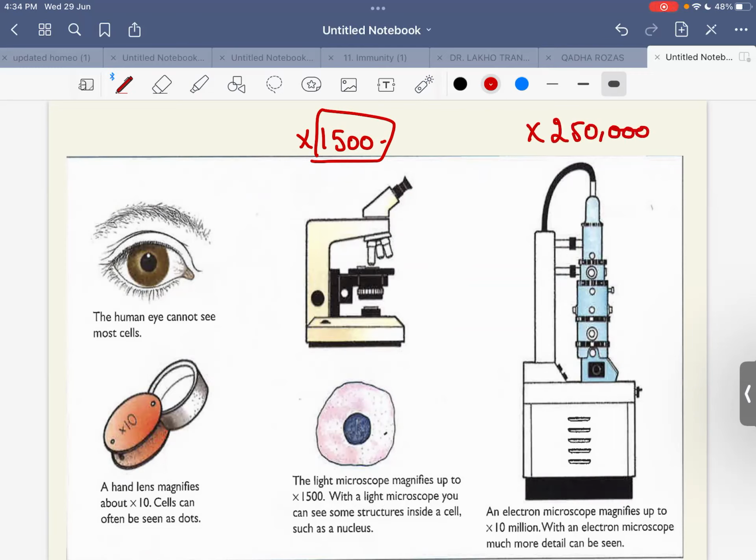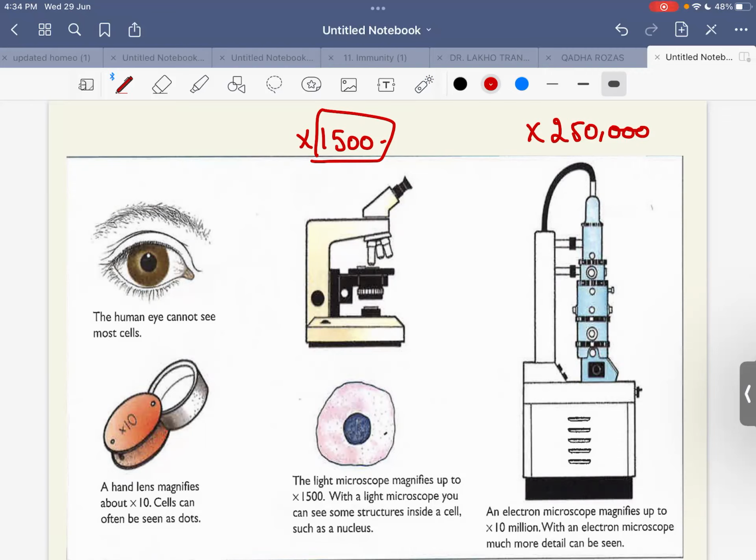A cell itself is very small, but if you want to further zoom into the tiniest parts of the cell, let's say if you want to see what is inside the nucleus, or any other small structure of the cell, you can do that by using an electron microscope.